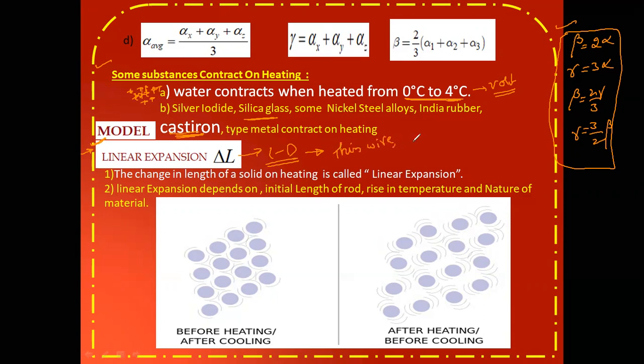If you take a thin wire or thin rod, they can be treated as one dimension. When you supply heat energy to one-dimensional bodies, the length of the solid will increase. Whatever length the solid increases by, we call that linear expansion, denoted by delta L. So linear expansion means delta L.